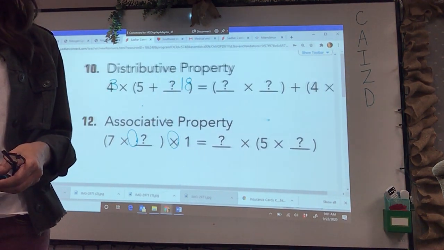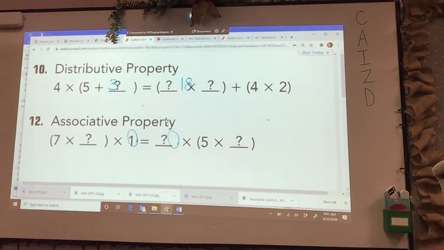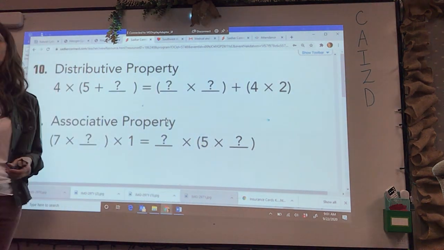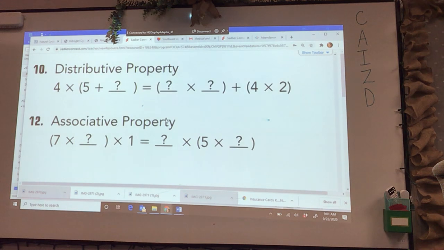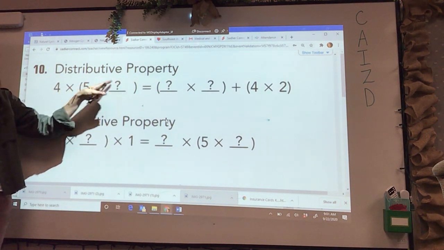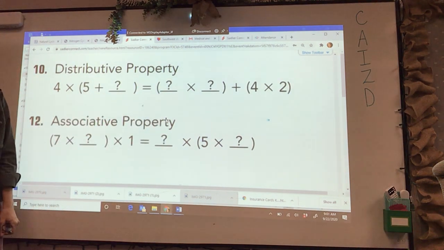Let's do number 10, guys. Distributive property, you don't need to talk to your neighbor to do it. Just quietly look at this. It's the distributive property. So what number is going to go here? You're going to have to look over there and find it. Find what goes here, here, and here.